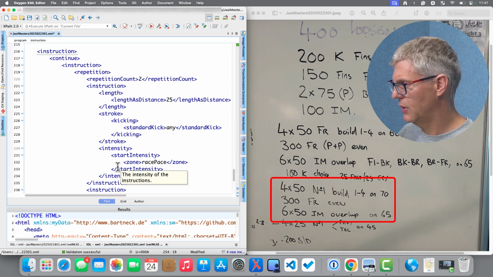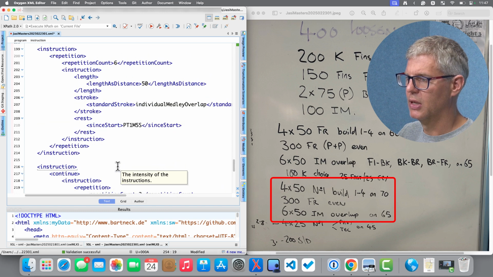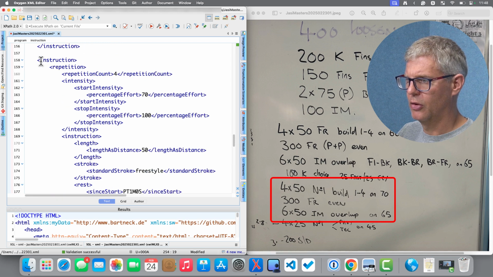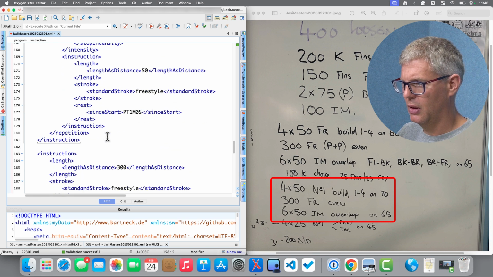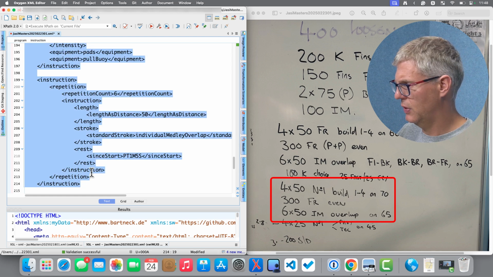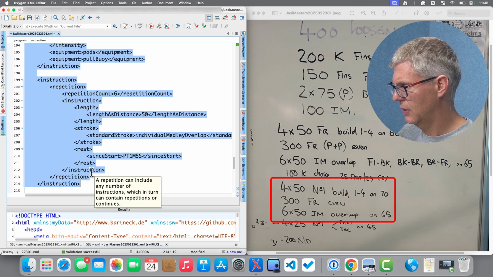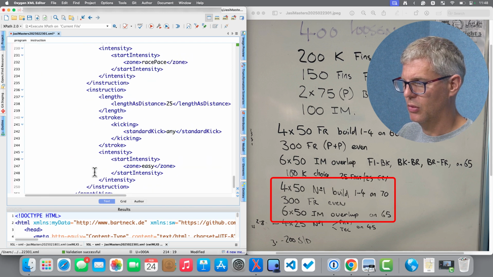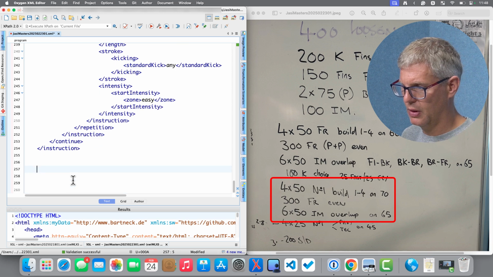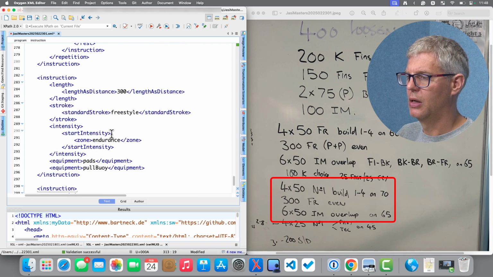So 650s, 450s, 300s. Okay, so we start with the 450s and we end with the 650s. So let's do this again. Just paste it all in here.